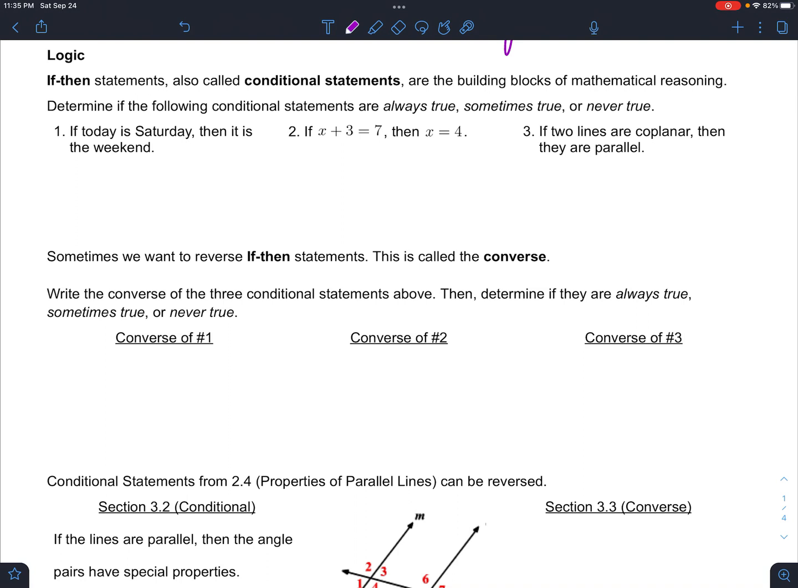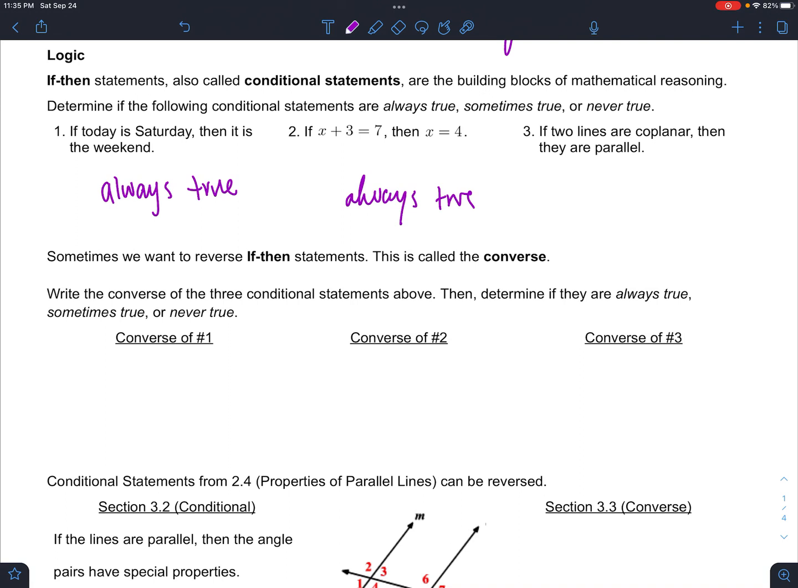So if today is Saturday, then it's the weekend. That would be always true because there's never a Saturday without the weekend. If x plus 3 is 7, then x is 4, that's always true, because if that equation is true, then x is 4 is true as well. They come hand in hand, true and true.